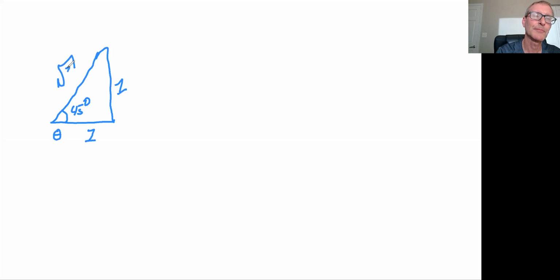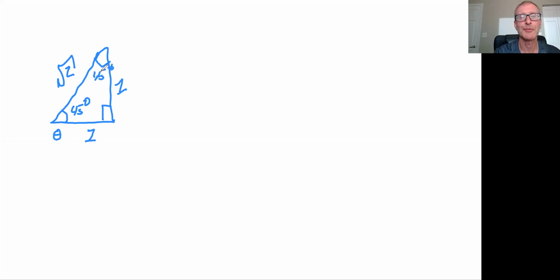And so it looks like that, where this angle here is 45 degrees, and we can call that theta. This side is 1. This side is 1. This side would be square root of 2. This angle is 90 degrees. And so this angle up here is also 45 degrees.